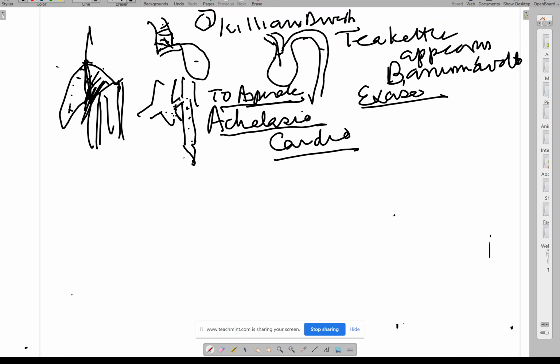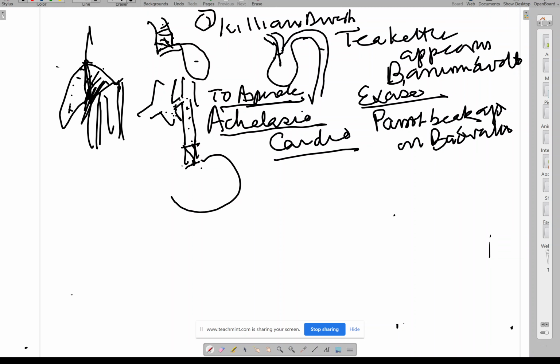This achalasia cardia gives you a parrot beak appearance on barium swallow. And you simply have to excise the achalasia and suture the esophagus with the stomach.